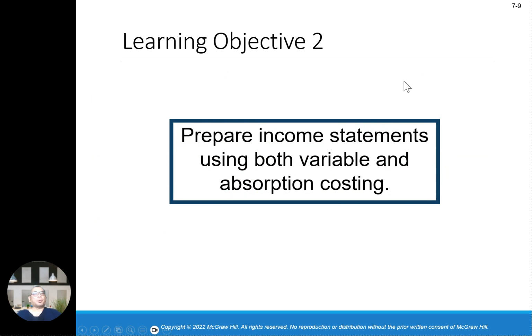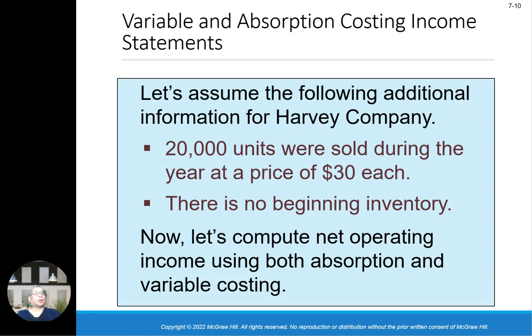Learning objective number 2: prepare income statements using both variable and absorption costing. Let us assume the following additional information for Harvey Company. 20,000 units were sold during the year, price is $30 each. There is no beginning inventory. Now let's compute net operating income using both absorption and variable costing.